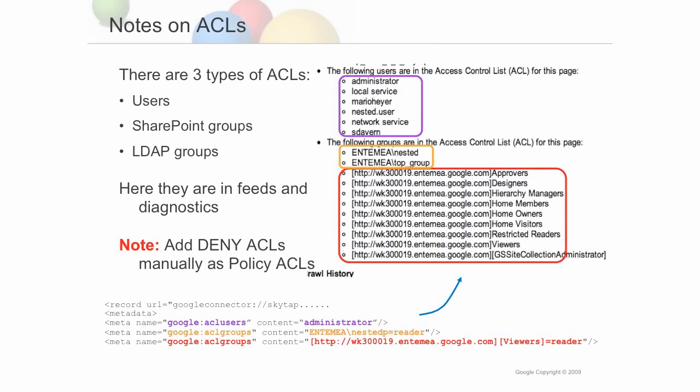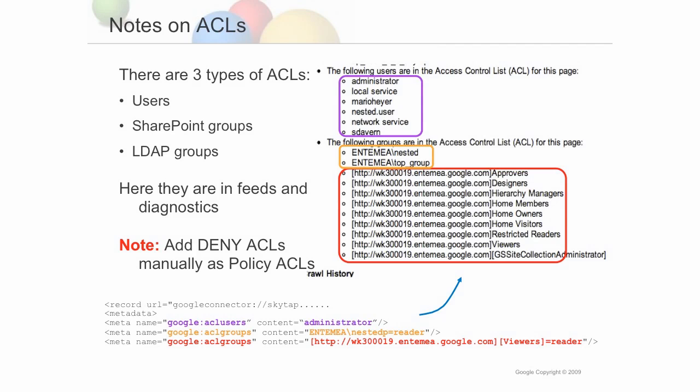Just as a note, there are three types of ACLs sent to the appliance: the User Access Control Lists, the SharePoint Local Groups, and the LDAP Groups. The groups are used for resolution lookup at serve time. Here's how they appear in feeds and crawl diagnostics.